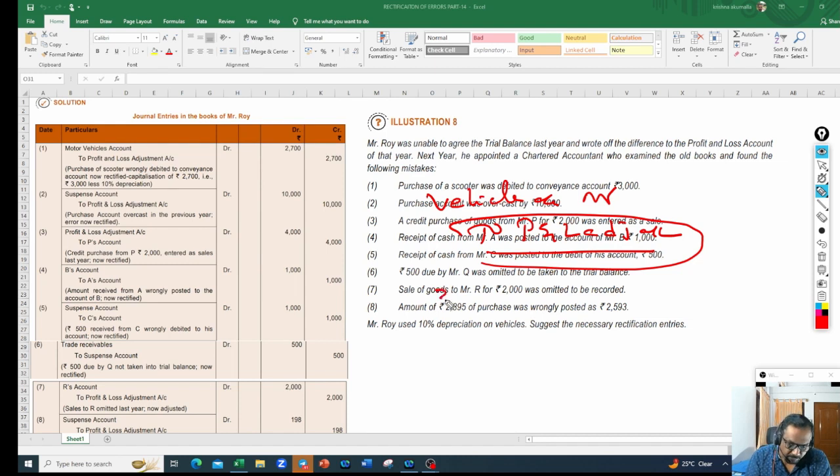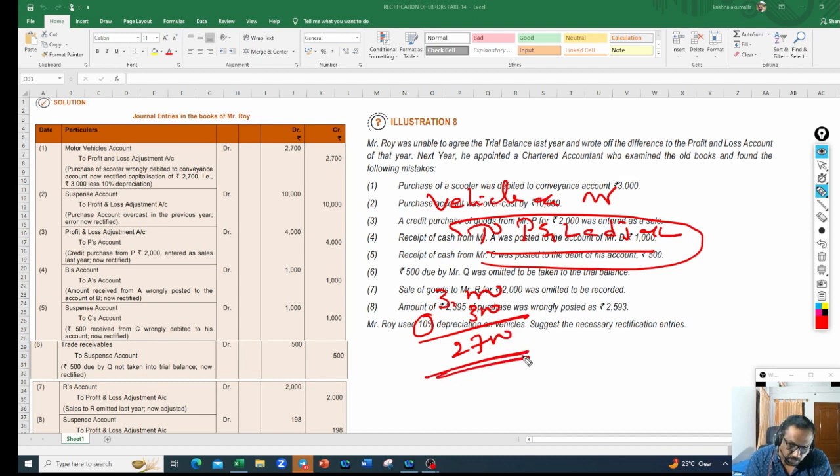The vehicle was purchased for 3,000, but there is 10% depreciation on this. To that extent, P&L should be debited, right? So when you are crediting P&L adjustment account, you should not credit the total 3,000. Even for vehicle, you should not debit 3,000. Why? Because for 1 year you already used that vehicle, and 10% depreciation was already calculated on that. 10% on 3,000 is 300. So the net value of the asset carried forward to the current year is 2,700.